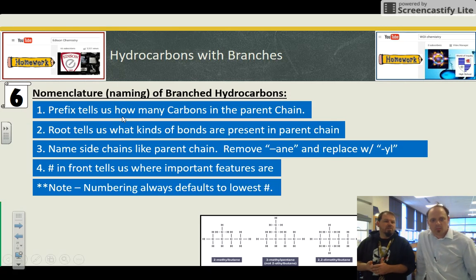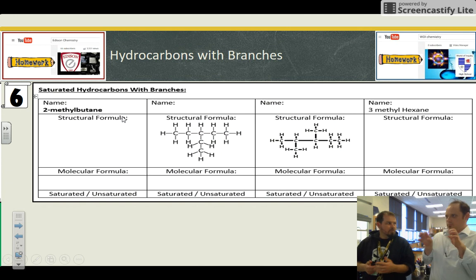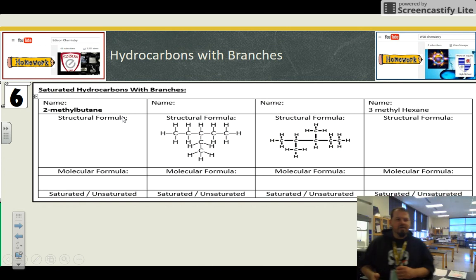Remember, numbering still always defaults to the lowest number. And I think this is where the double bond would trump. Yes, that's where the double bond would trump. We go by the lowest number where the double or triple bond is. I think there's just one example. So, my turn, or are you going back to drawing? I like you drawing.